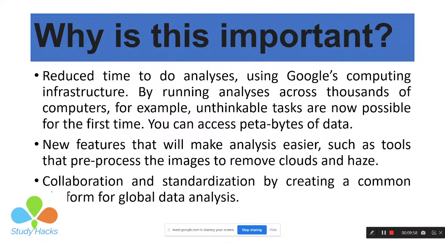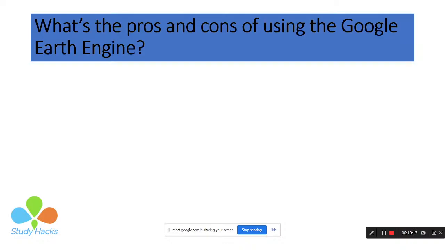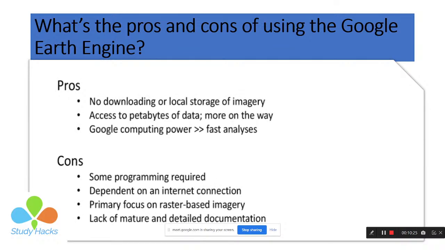Okay, so this is another opportunity for making web applications using the Google Earth Engine platform. So that's why Google Earth Engine is the best platform for doing remote sensing analysis and also making web applications. It has some advantages as well as some disadvantages. The advantage is that you don't need to download any satellite imagery. When you want to use the Google Earth Engine platform, you don't need to download any imagery or keep any local storage of imagery. You can access petabytes of data or more, and its computing power is very fast, so you can easily do fast analysis.